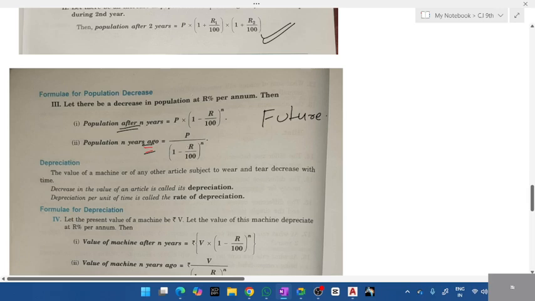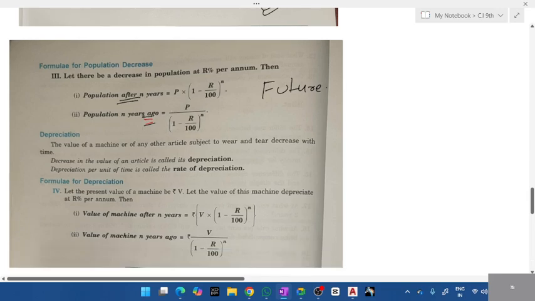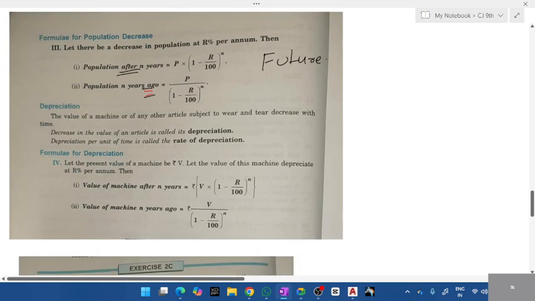Population increase, population decrease. Increase and decrease. Next, depreciation.